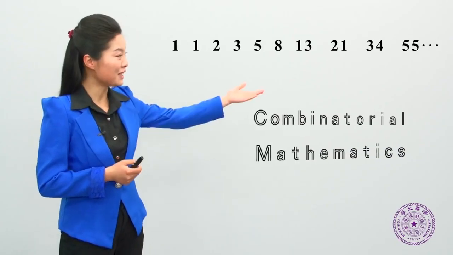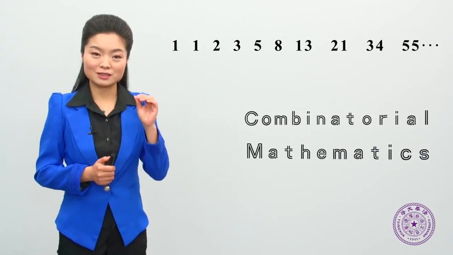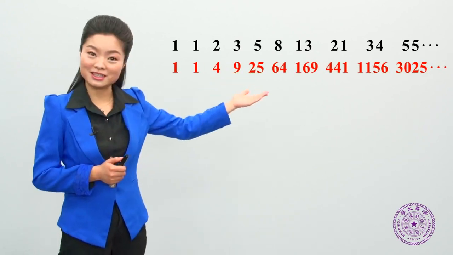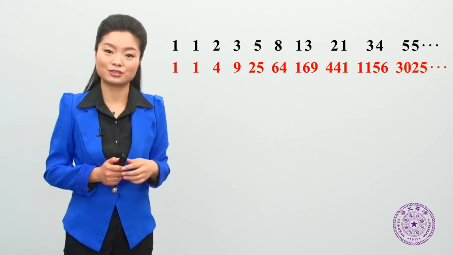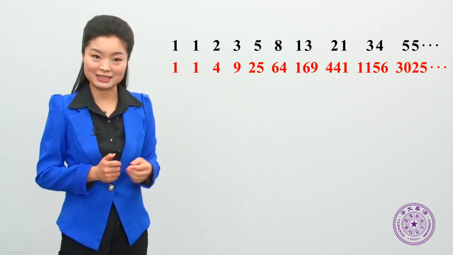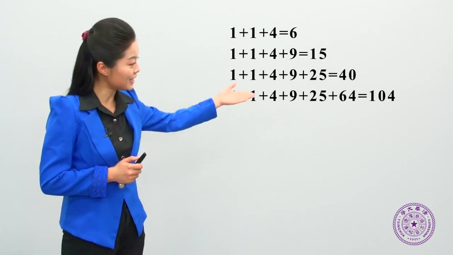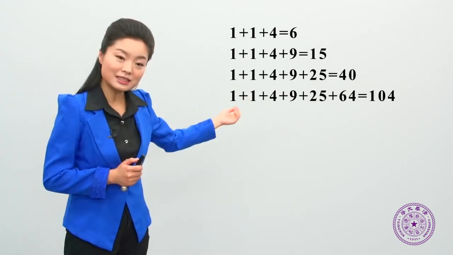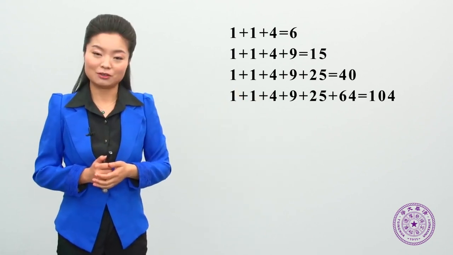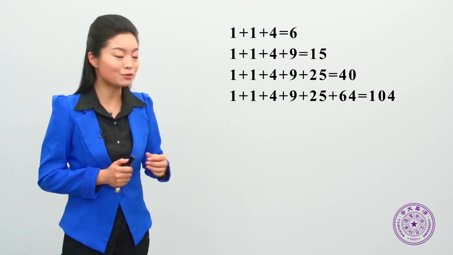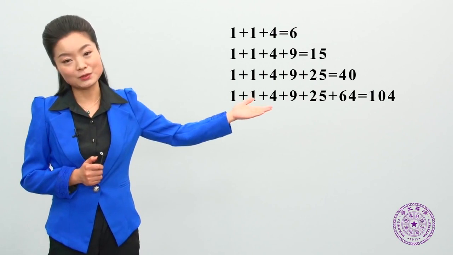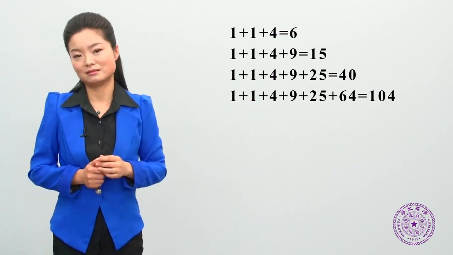We have this Fibonacci sequence. We could square each number in it, and what we get is 1 squared is 1, 1 squared is 1, 2 squared is 4, 3 squared is 9, and so on and so forth. If we add the squares of the first n terms together, we would find that 1 plus 1 plus 4 equals 6. 1 plus 1 plus 4 plus 9 equals 15, and so forth. When we continue adding, we discover that 1 plus 1 plus 4 plus 9 plus 25 plus 64 is equal to 104.